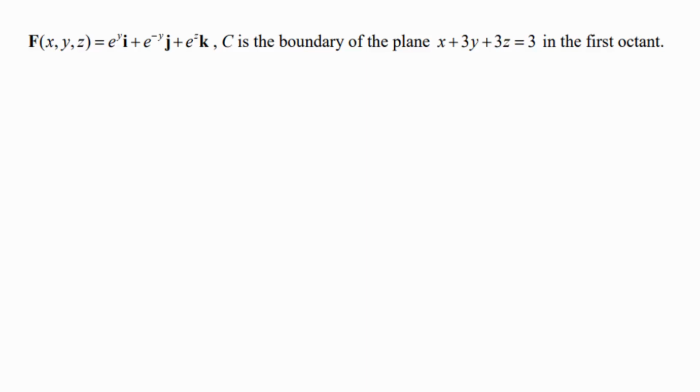Okay, you guys, we've got our vector field F. It has components e to the y, e to the negative y, and e to the z. C is the boundary of the plane x plus 3y plus 3z equals 3 in the first octant, and we are asked to use a surface integral, the right-hand side of Stokes' theorem.